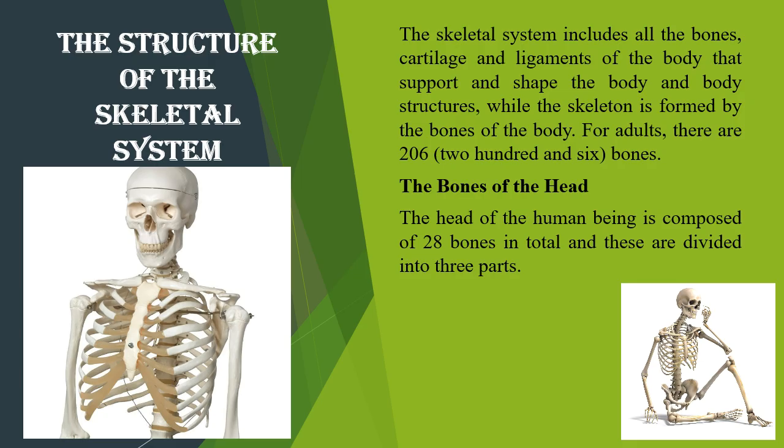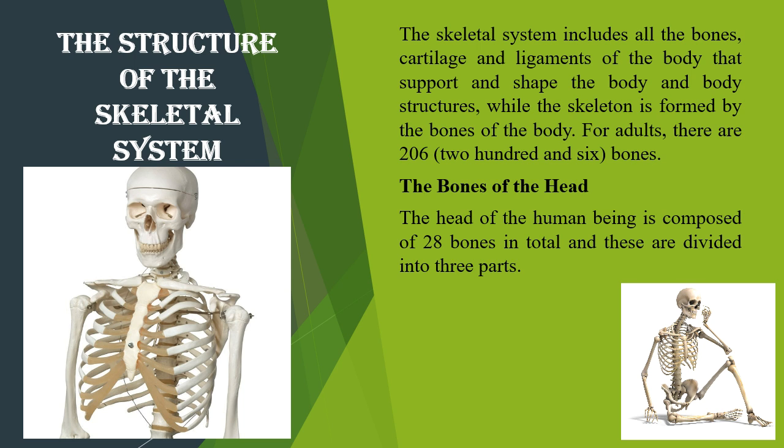The skeletal system includes all the bones, cartilage, and ligaments of the body that support and shape the body and body structures, while the skeleton is formed by the bones of the body. For adults, there are 206 bones.